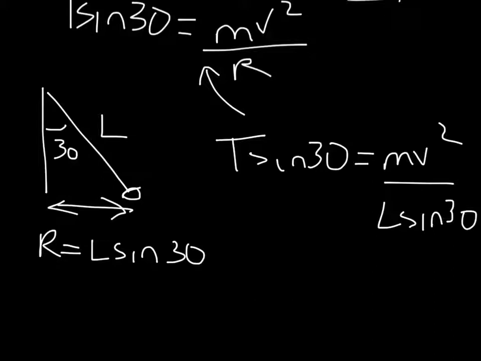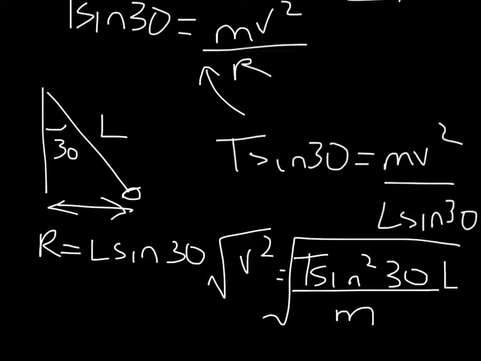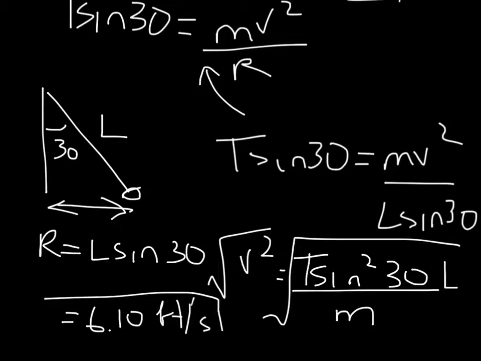Now you can just solve for v, and you get v squared equals T sine squared of 30 times L over m, which is just 1, remember. And if you do that out, you'll get the solution, which is about 6.10 feet per second. There you are.